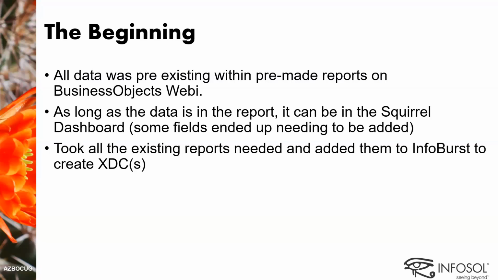So you're not limited to how the report is already built. You can add on to it, and I'll harp on that a little bit more, because as you build things out, you learn and start to see that you might need more fields than what you predetermined. So what we ended up doing is we took all the existing reports that we needed as our data source, added them into InfoBurst, and then used those different report tabs as the data source for the XDC.